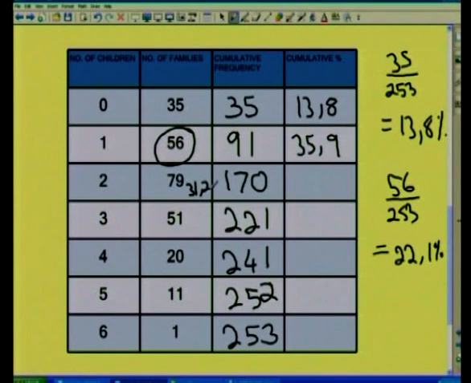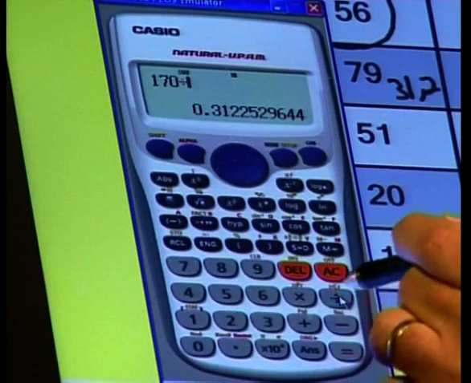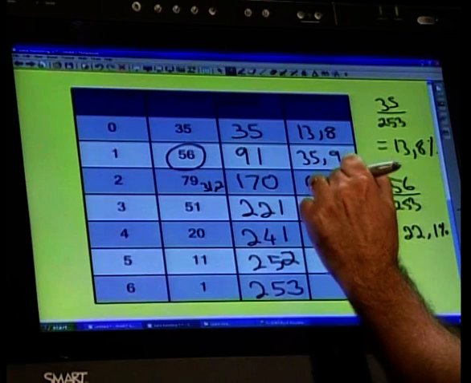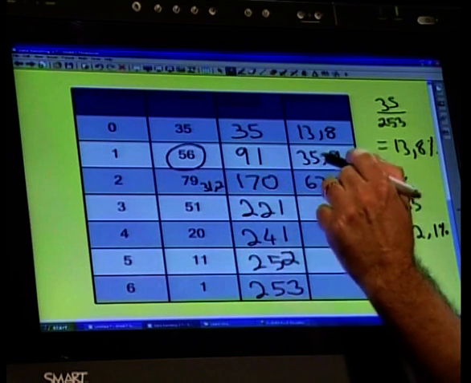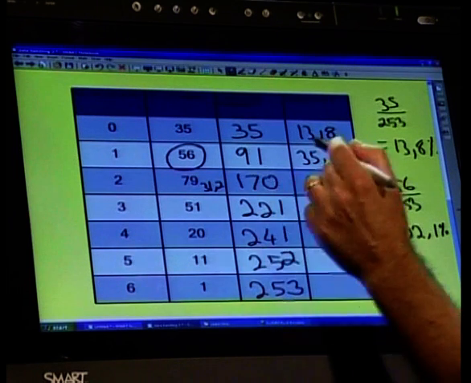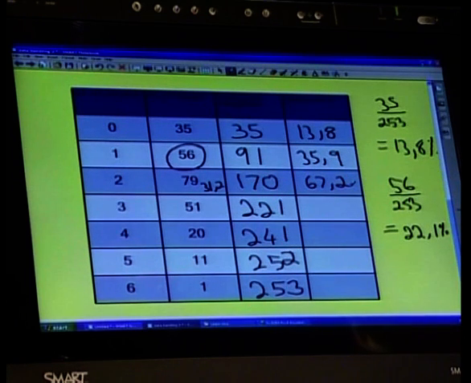But what is 170? Which is our cumulative value again. That one is 67.2%. And again, a way to check, if I add 31.2 to 35.9, will I get 67.2? Well, 31 and 35 is already 66, and 9 and 2 would actually be 1. Again, for the purposes of the calculation, it is an acceptable margin of error at this stage.